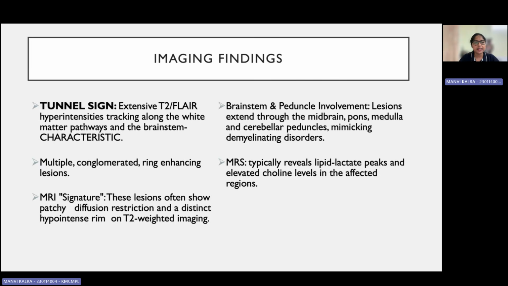The key imaging findings of neuromelioidosis include the tunnel sign, which is characteristic, in which extensive FLAIR hyperintensities are seen tracking along the white matter pathways and the brainstem. Multiple conglomerated ring-enhancing lesions, which show patchy diffusion restriction and a distinct hypointense frame on T2 weighted imaging. Brainstem and peduncle involvement is noted in many cases, mimicking demyelinating disorders. On MR spectroscopy, a lipid lactate peak and elevated choline levels are noted in the affected regions.